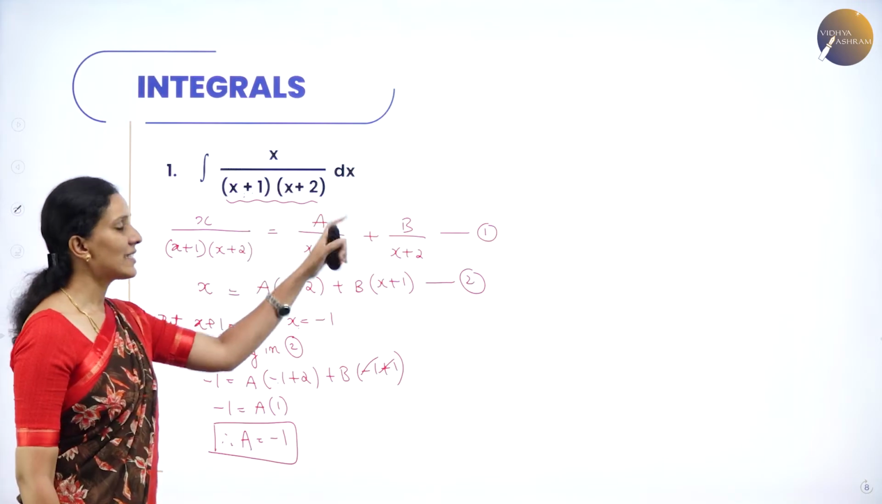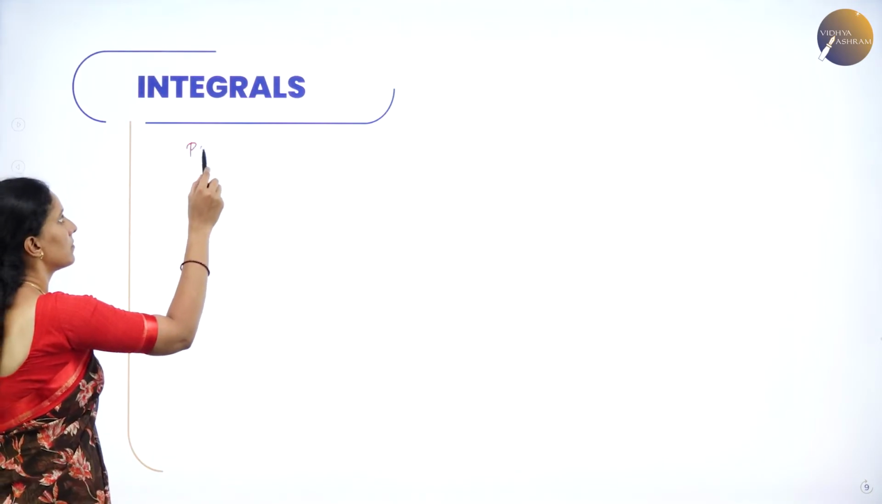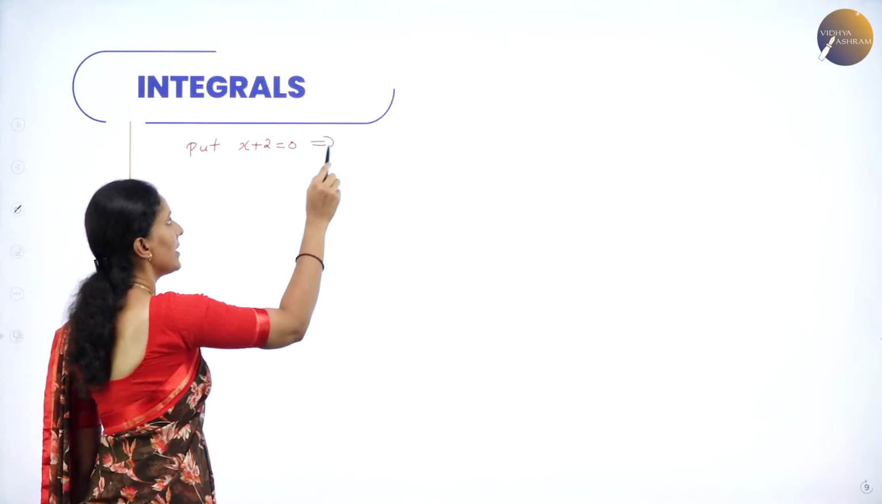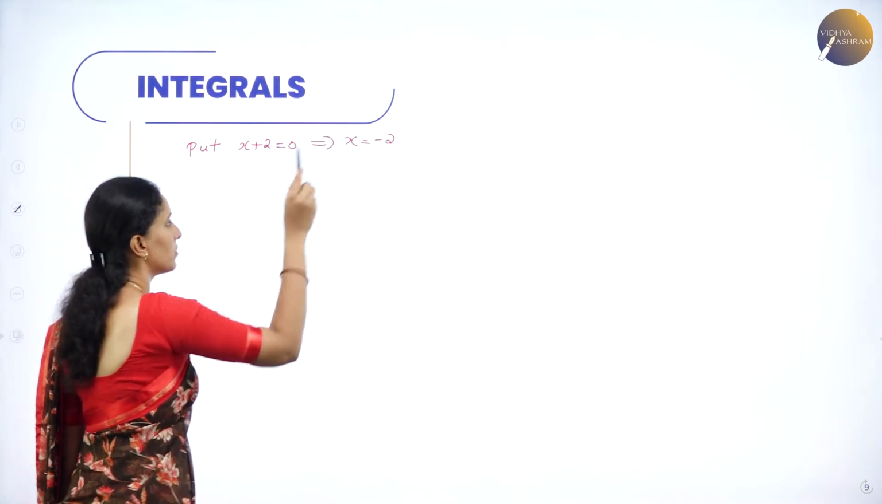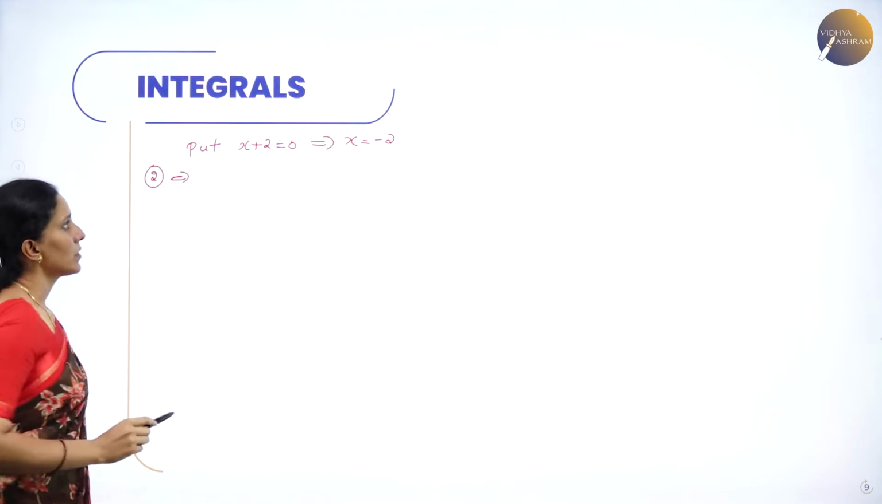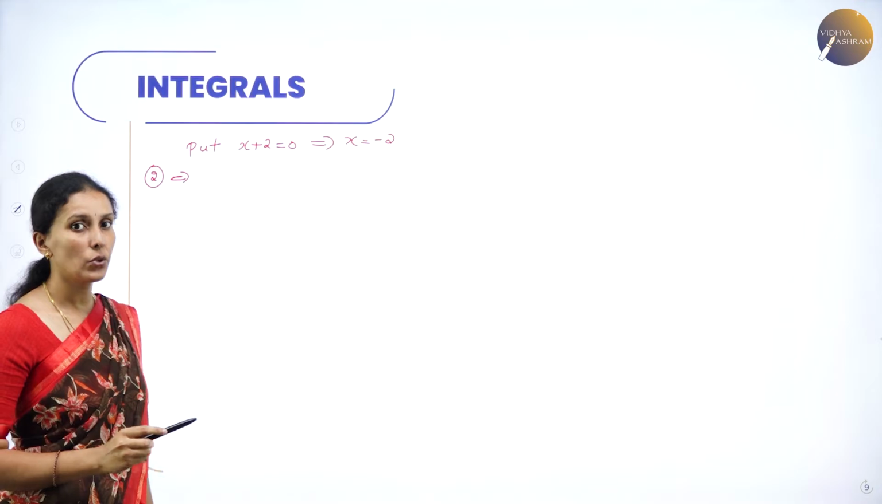Similarly, we will equate the second term now. Put x plus 2 is equal to 0. So this implies x is equal to minus 2. So equation 2 implies, substitute x is equal to minus 2 in the equation.